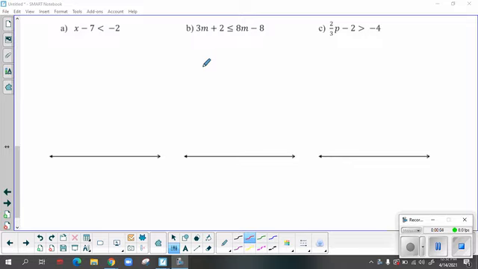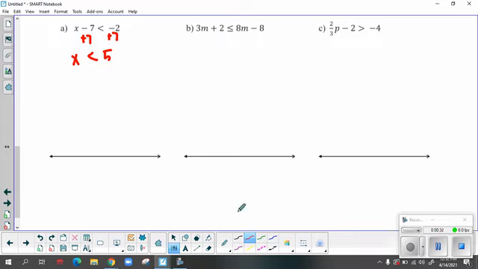Hi everyone, we are going to just quickly review how to solve for the solutions to an inequality. So these are one variable, so we are going to solve just like we would an equation for x. So in A, I'm going to start by adding 7 to both sides. So x is less than 5.